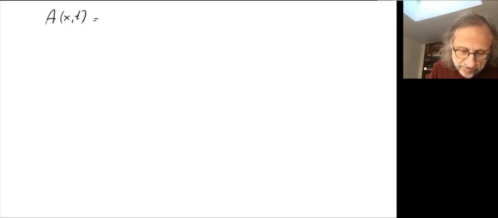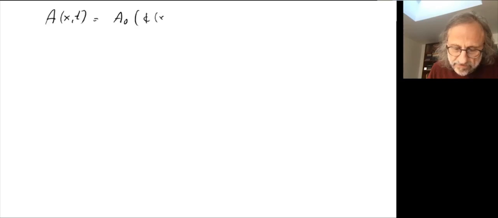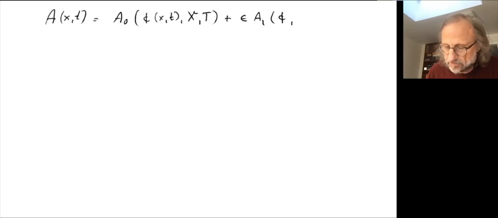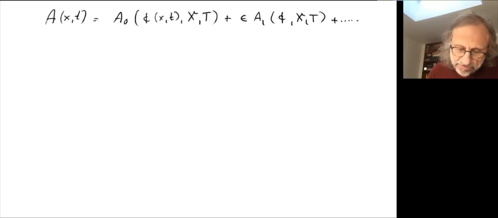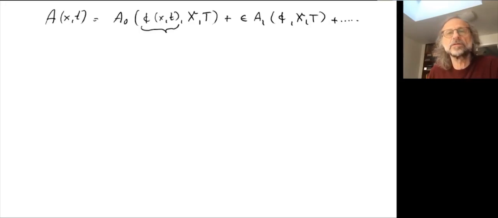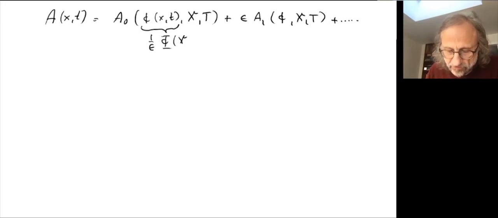So that's an A naught, the amplitude is order 1 in general, as a function of phi, which depends on x and t, and a slow time and a slow space, plus higher order terms, and so on. And in principle, we introduced this capital phase as 1 over epsilon times capital Phi, which depends only on the slow variables.